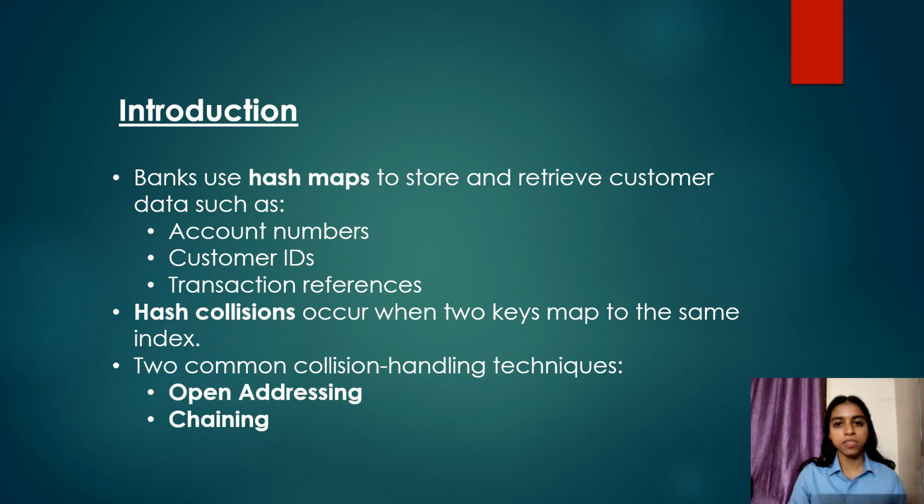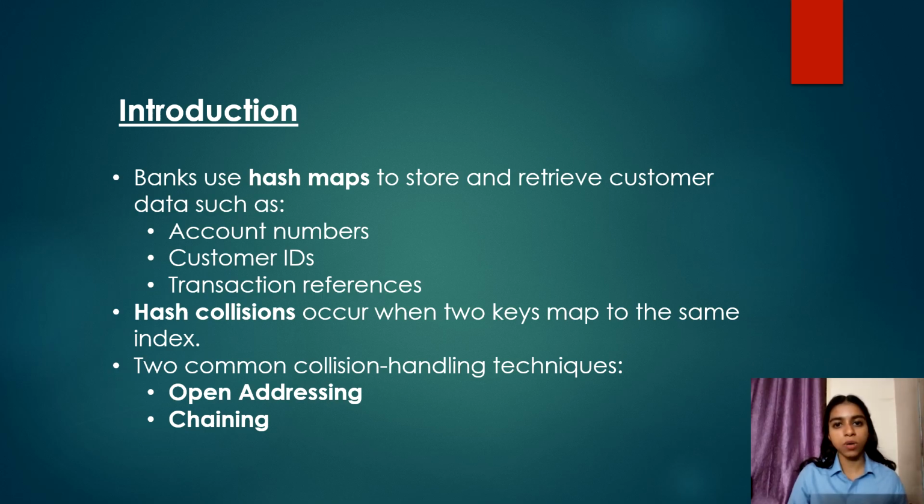Banks use hash maps to store and quickly access information such as account numbers, customer IDs, and transaction reference numbers. These values act as keys and the associated customer details act as values. Since banks manage millions of customer accounts, fast access is extremely important for balance checks, money transfers, and online transactions. Because the data size is very large, hash collisions are unavoidable. Hence, efficient collision handling methods are required to maintain high performance.